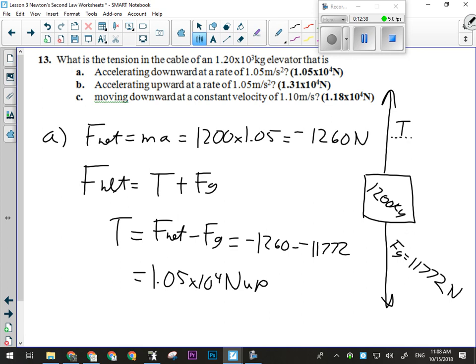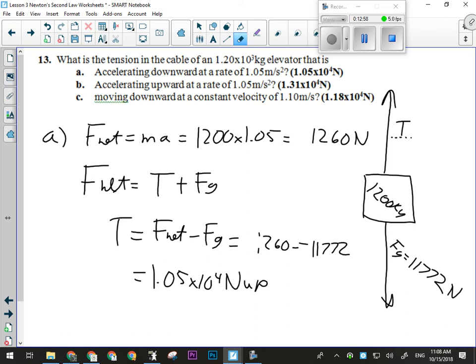Okay, that's less than the force of gravity, which is why the object is accelerating downwards. Everybody okay with that? Okay, then for part B, it's the opposite. Now, instead of having the 1,260 be negative, now it's accelerating upwards. So I just make the 1,260 positive.